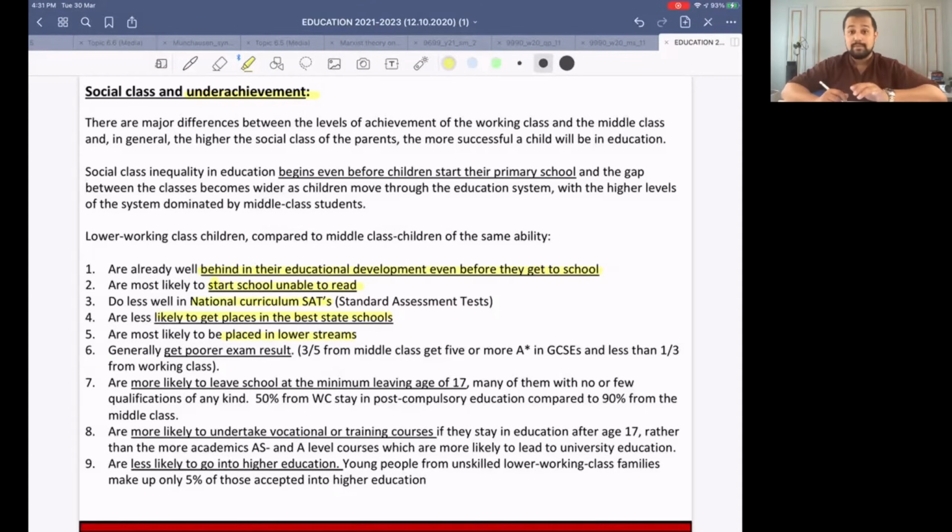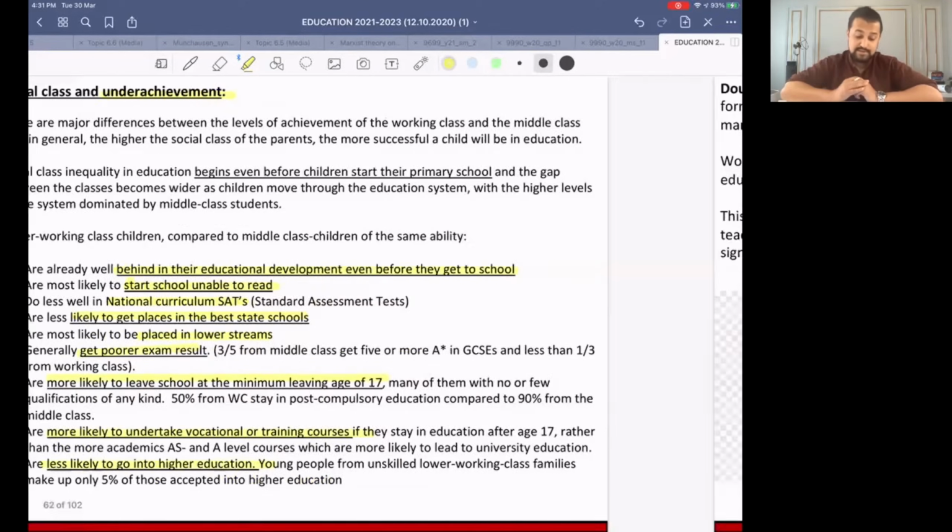This is when quite a lot of children from the working class drop off, and it's the middle class and beyond, the children of the elite, who continue with education from here onwards. Number eight, they're more likely to undertake vocational training. Number nine, they're less likely to go into higher education. This just requires a simple read, you read through it and I'm sure you all do get this, right? So we were talking about the relationship between social class and underachievement over here, right?